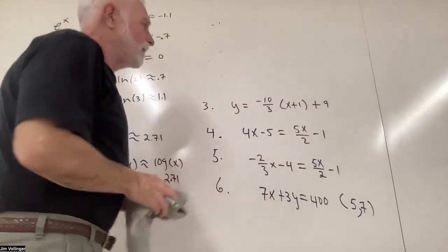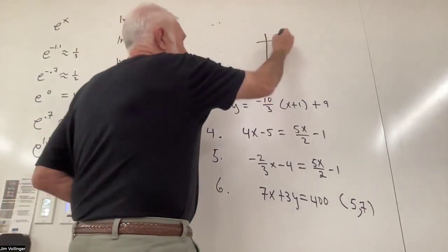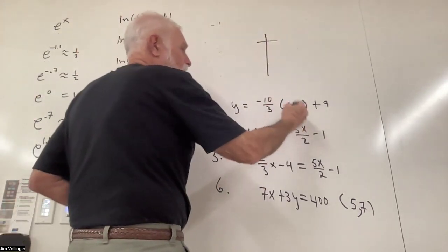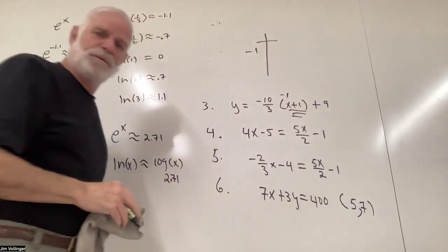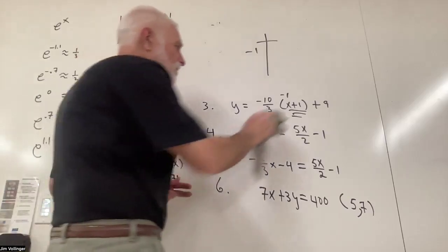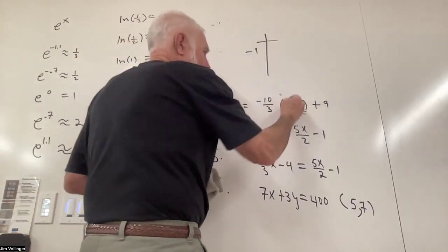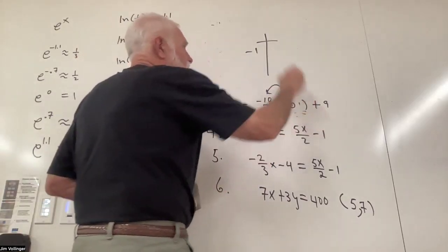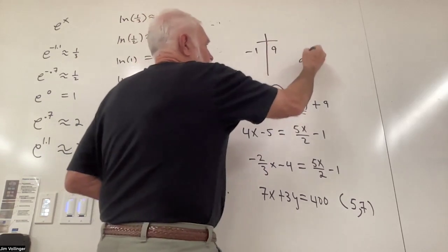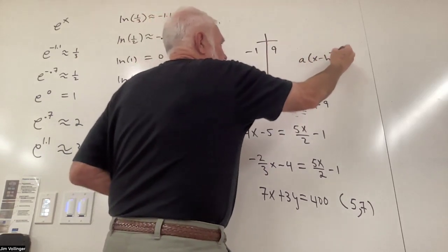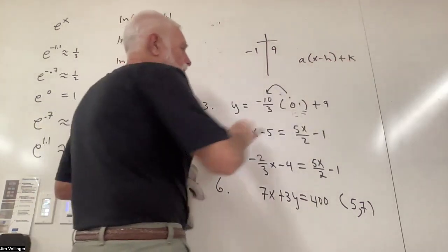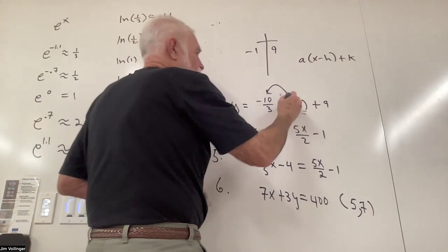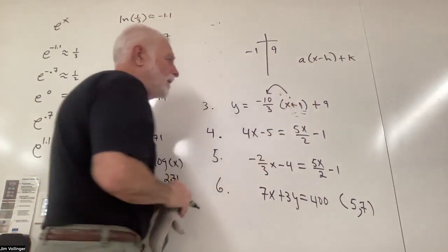Number 3. 3 coordinates. Well, from the last problem, I can tell you what I want to plug in there. I want to plug in -1. It's easy to work with. It's a user-friendly number. -1 plus 1 is 0. 0 times anything is 0. I get the 9. So I like equations written in the x minus h plus k format. Okay, and now I add x plus 1.